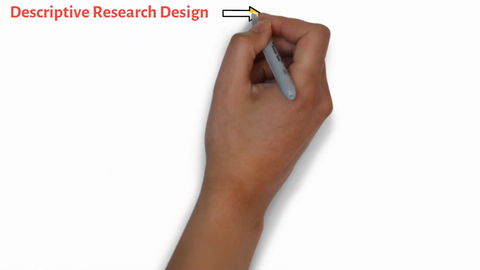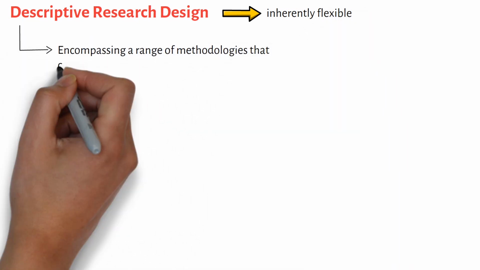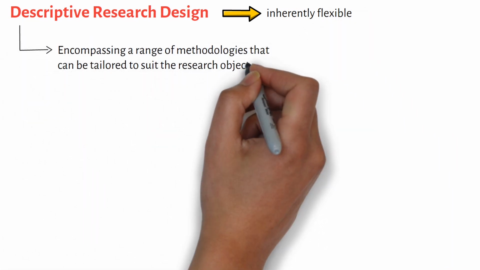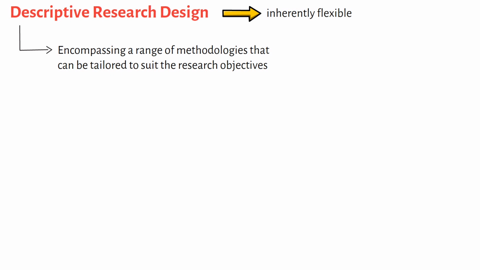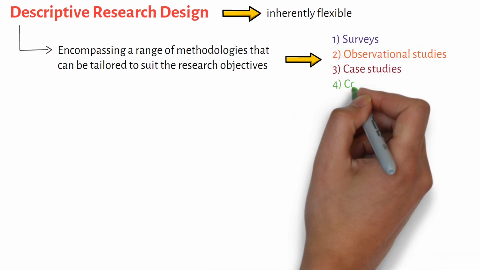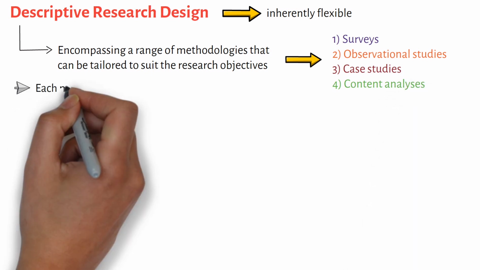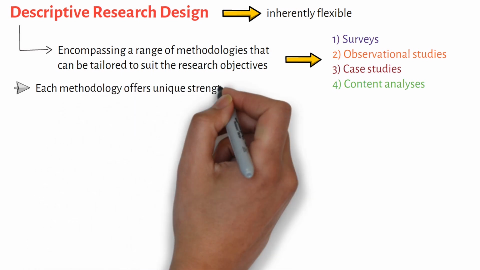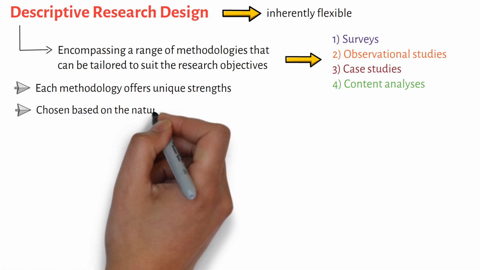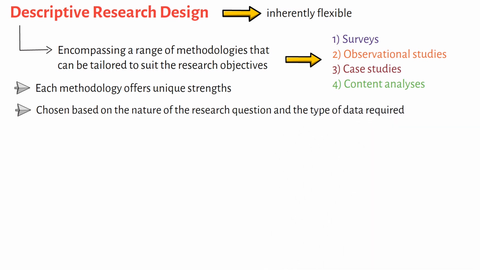Descriptive research design is inherently flexible, encompassing a range of methodologies that can be tailored to suit the research objectives. Surveys, observational studies, case studies, and content analyses are among the most common approaches. Each methodology offers unique strengths and is chosen based on the nature of the research question and the type of data required.